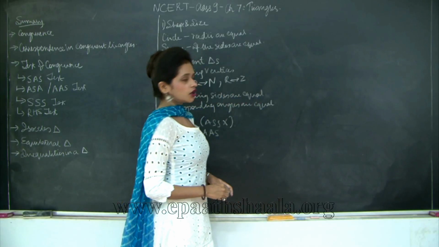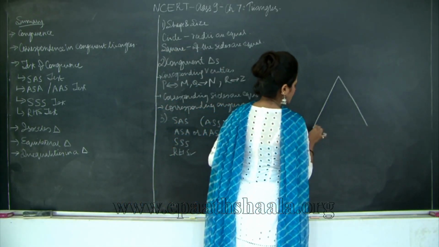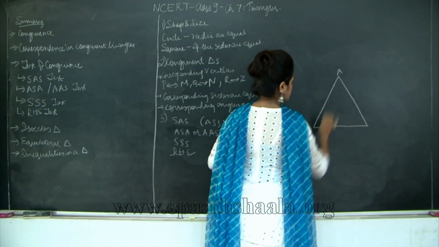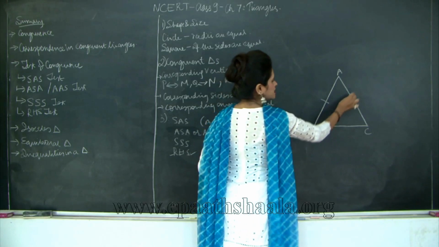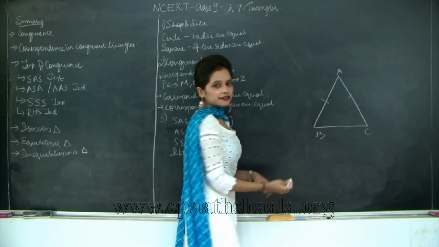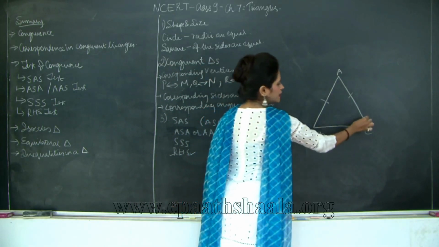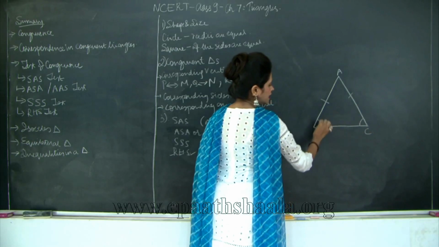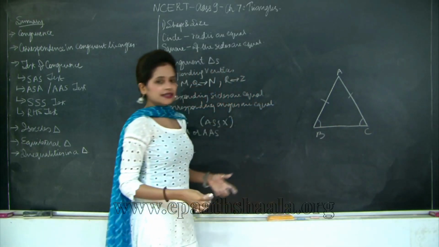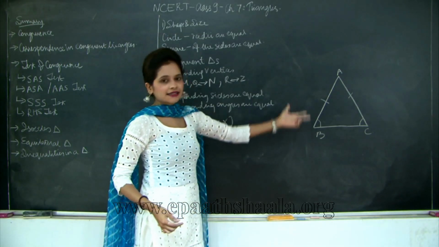So, what did we learn in isosceles triangles? Let's say I have my triangle ABC, which is isosceles such that AB is equal to AC, then the angles opposite equal sides are equal. So which is the angle opposite AB? It is angle C. And which is the angle opposite AC? It is B. So in isosceles triangles, what did we learn? That the angles that are opposite to equal sides are equal.